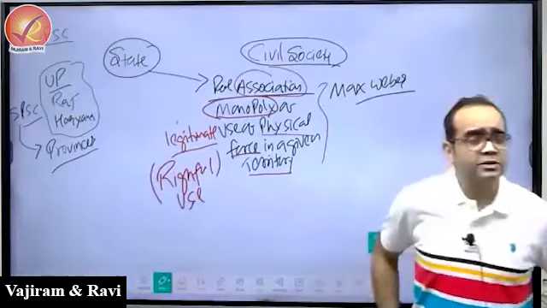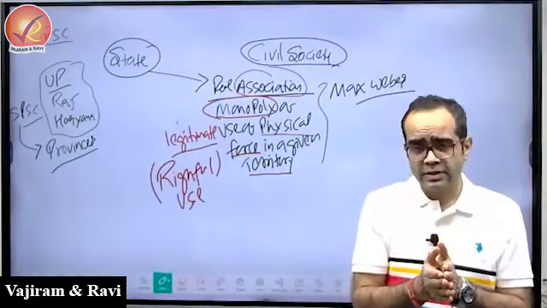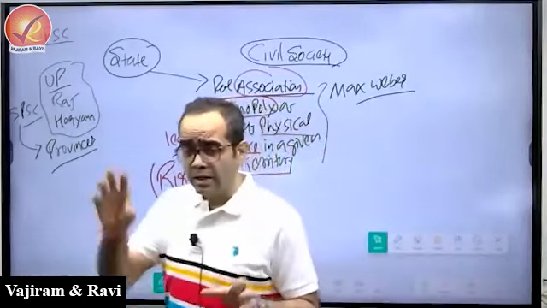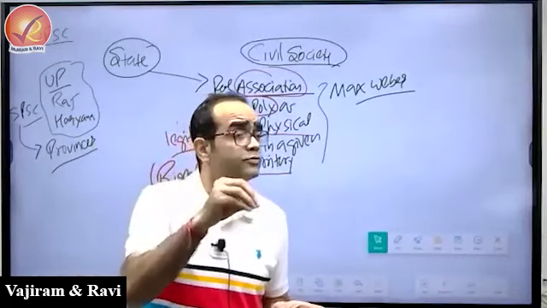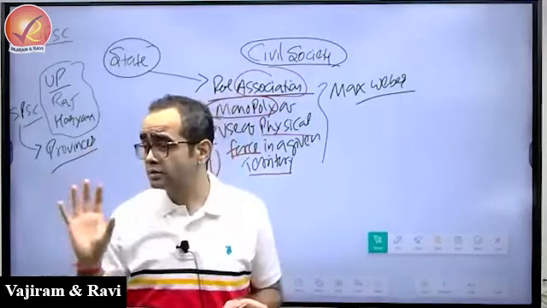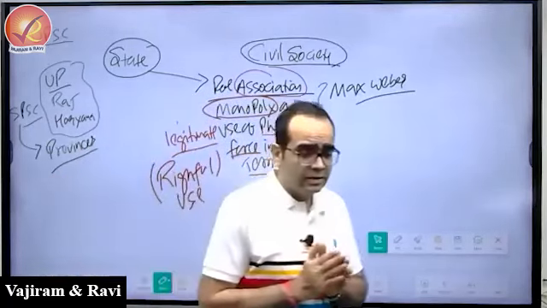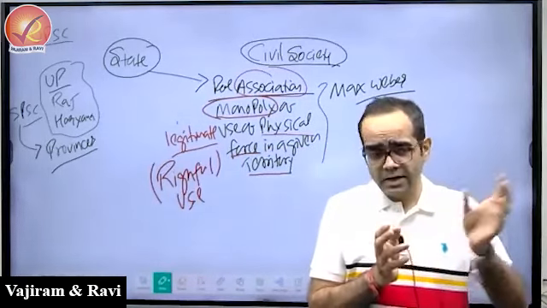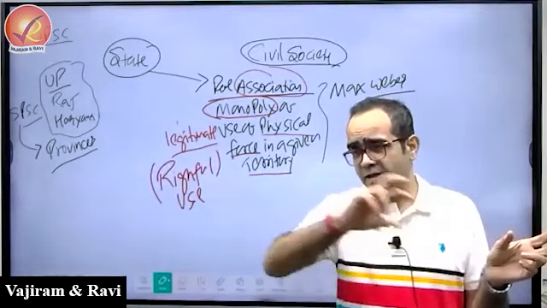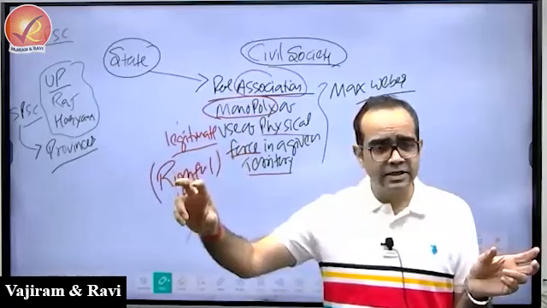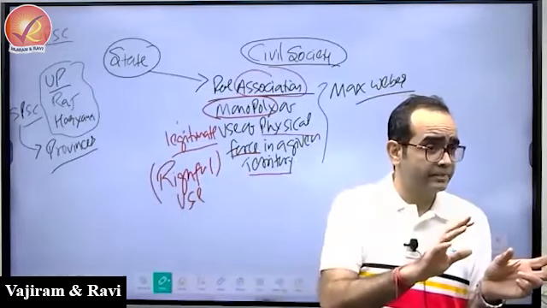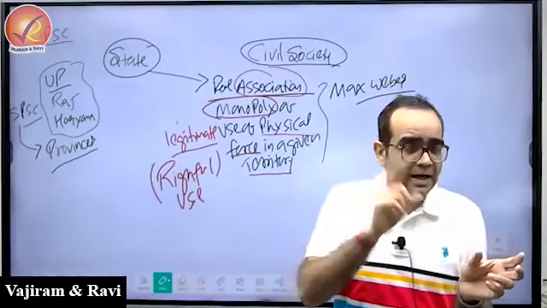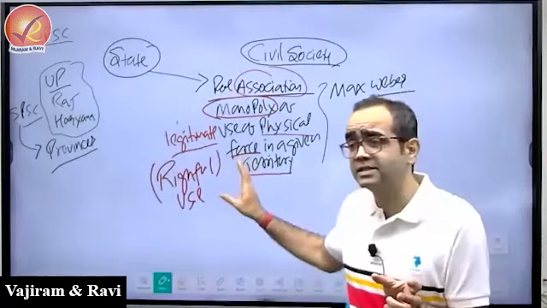So state is that association which, if it uses a force, the use of that force is considered right. If any other individual or any other organization uses force, it is considered wrong. For example, what is going on in Gaza? Hamas terrorists came into Israel, they killed Israeli civilians, and they also kidnapped them. Hamas is a terrorist organization. So Hamas used a force that was considered illegitimate.